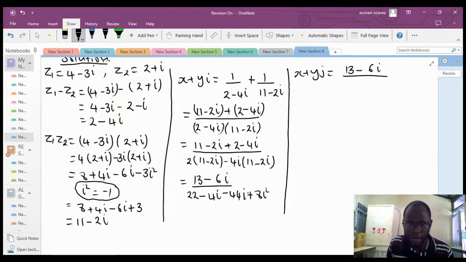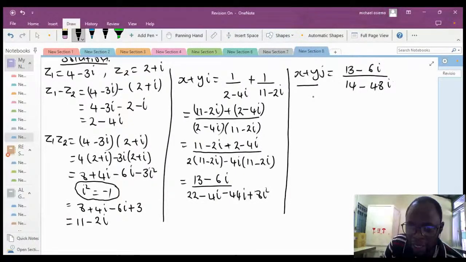So 22 minus 8 to be what? So we have 22 minus 8 being equal to 14. So we're going to have 14. Then we have minus 4i plus 44i, so it becomes plus 40i. So from here now, so that you can write in this form, you need now to rationalize the denominator.